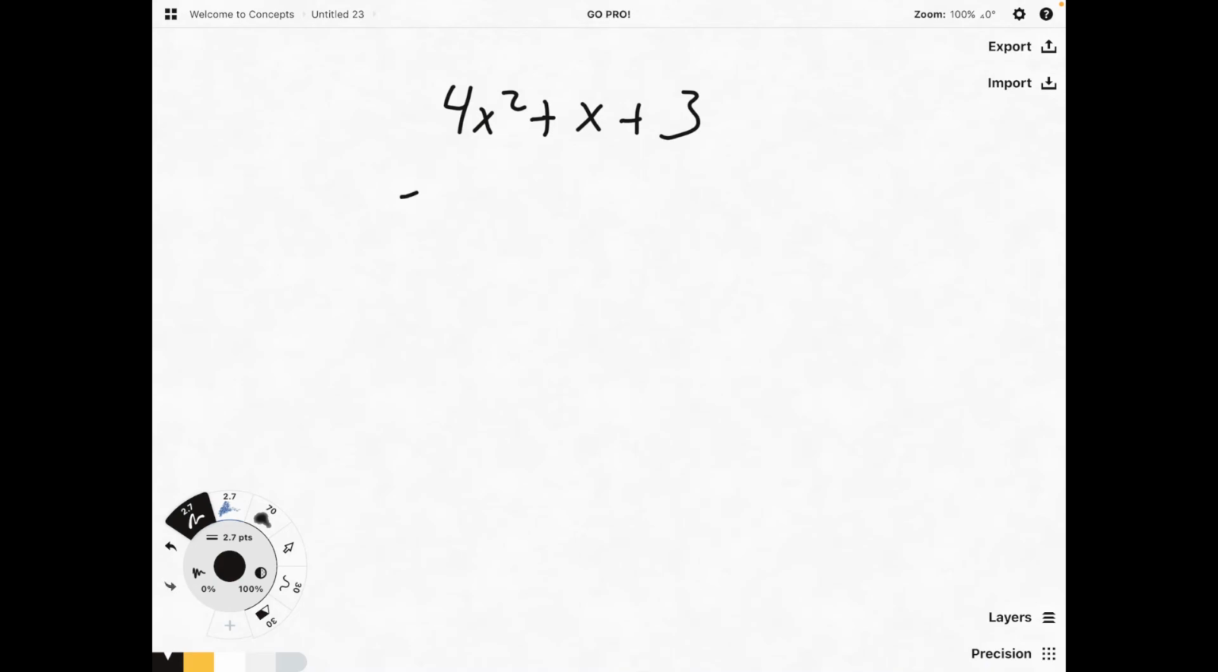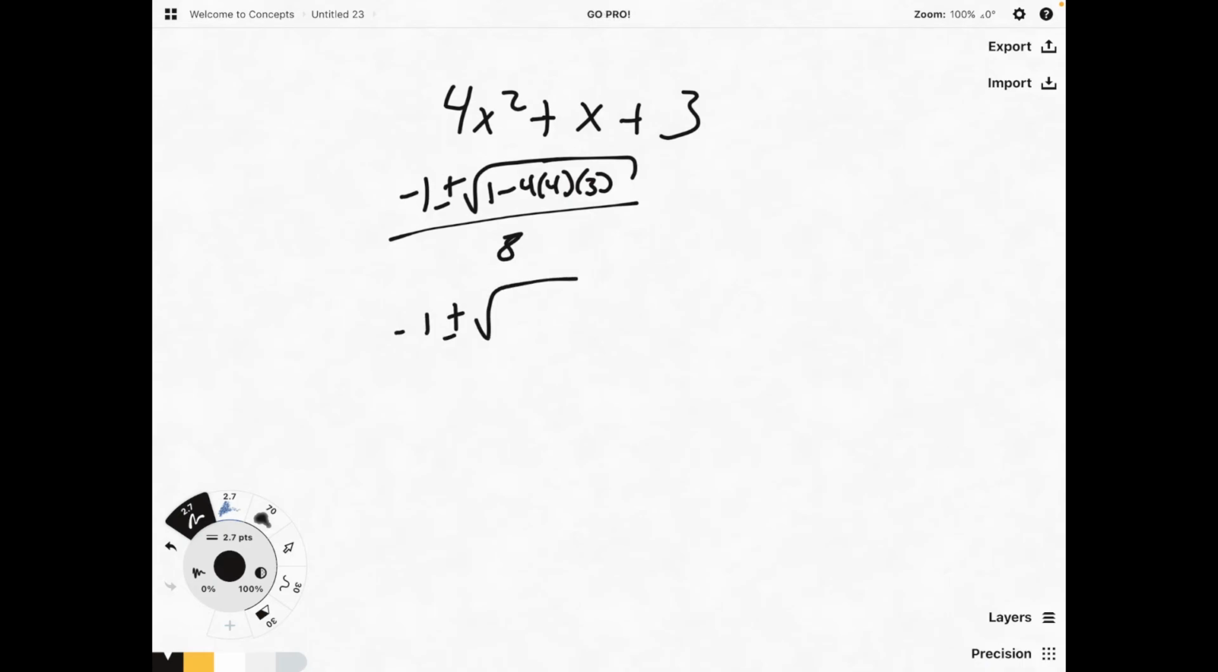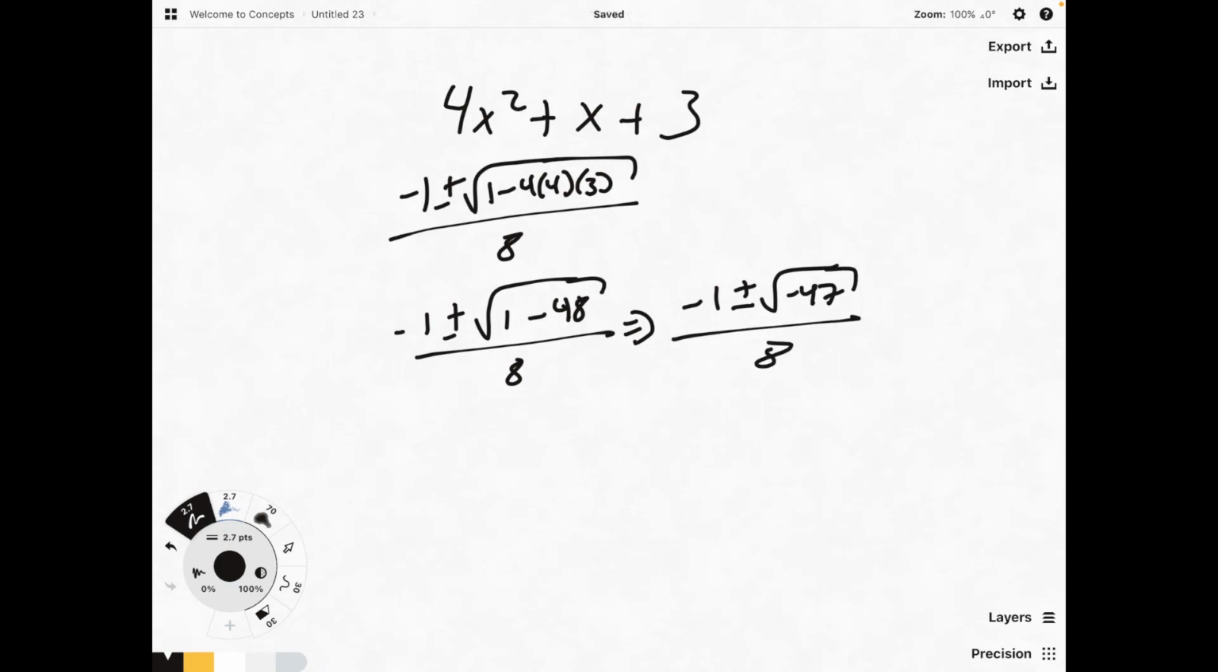So with this, we have the opposite of b plus or minus the square root of b squared minus 4ac all over 2a, which then can be simplified down to -1 plus or minus the square root of 1 minus 4 times 4 times 3, which is 48, all over 8. This can be simplified down to -1 plus or minus the square root of -47, all divided by 8.